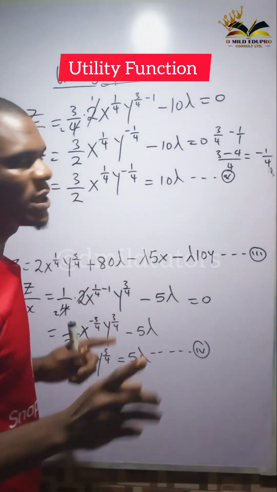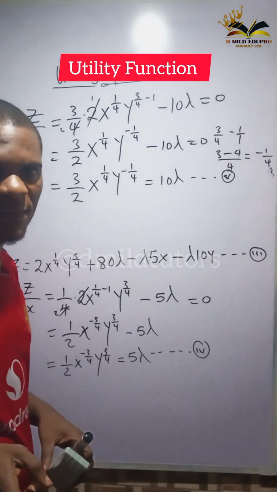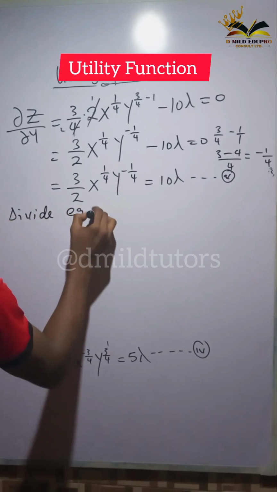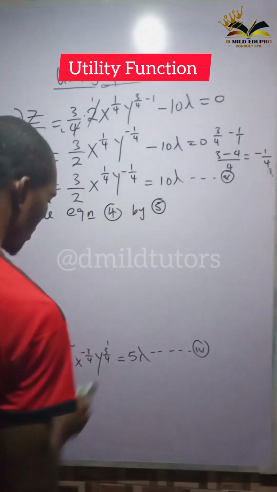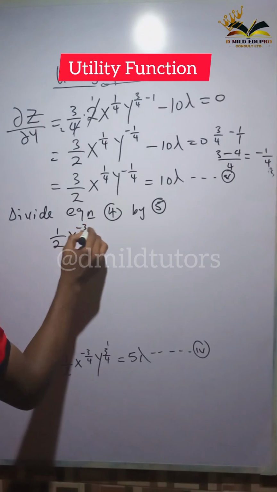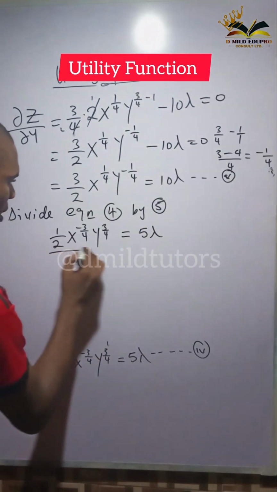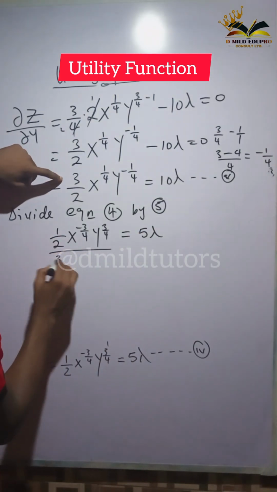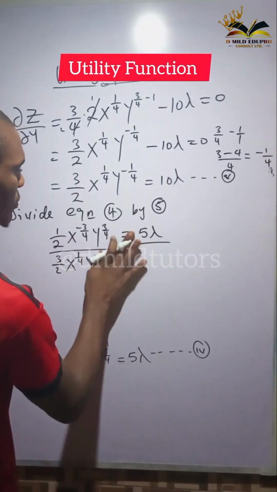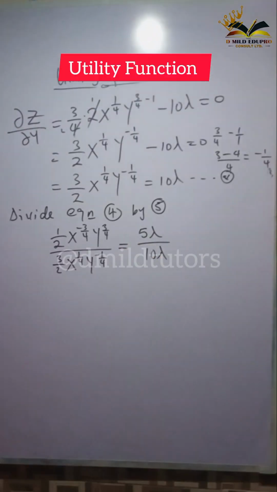All right. So now that we've gotten our equation 5, we are now going to divide equation 4 by 5. Now to do that, this is our equation 4: 1 over 2 x^(-3/4) y^(3/4) equals 5 lambda. Then divide by equation 5, which is 3 over 2 x^(1/4) y^(-1/4) equals 10 lambda. Now the essence of us doing this division is to eliminate this lambda from here.